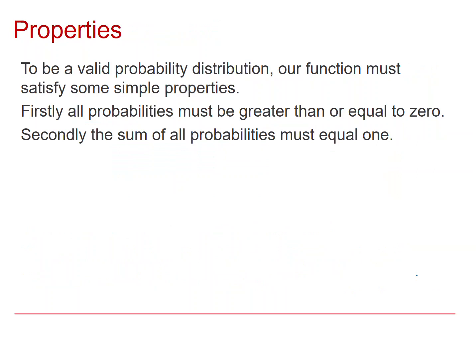To be a valid probability distribution, there are certain properties that must be satisfied. To begin with, all the probabilities must actually be probabilities. They must be greater than or equal to 0. And secondly, because you're listing all the possible outcomes, the sum of all those probabilities must be 1. There's a couple of algebraic ways of writing those conditions.